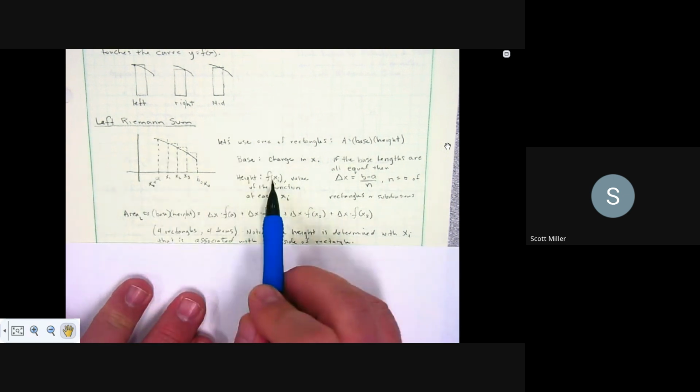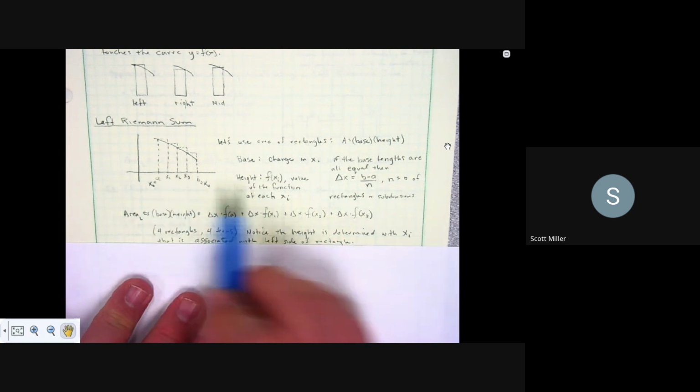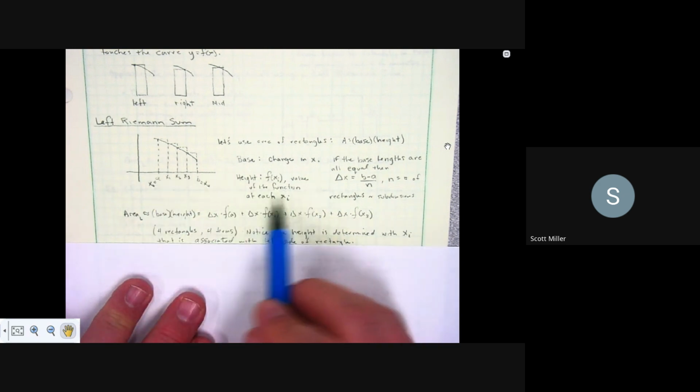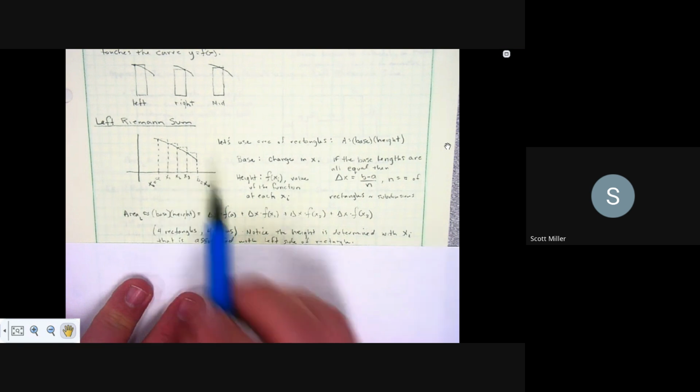The height of the rectangle, though, since it's a left, is that I have to take the left side, this value of x right here on the left of the rectangle, and plug that into the function, because that's where it touches. And so the height is going to be f of x sub i, whichever one of these things we're going to do: the value of the function at each of these little x's.